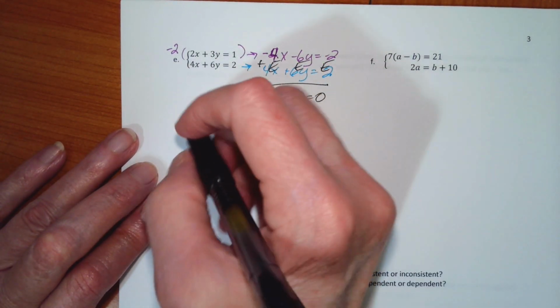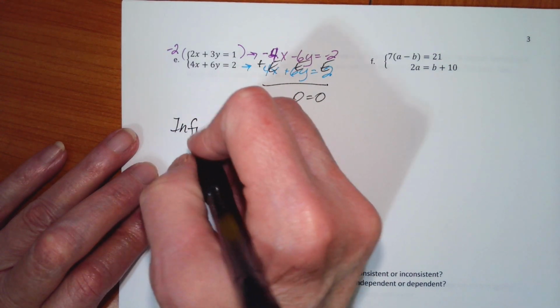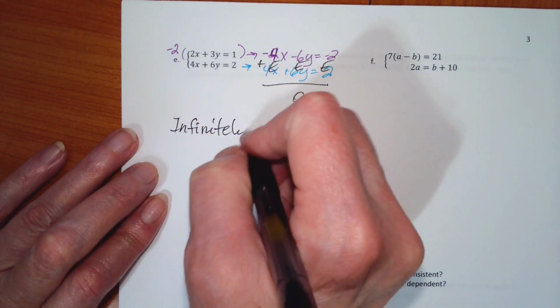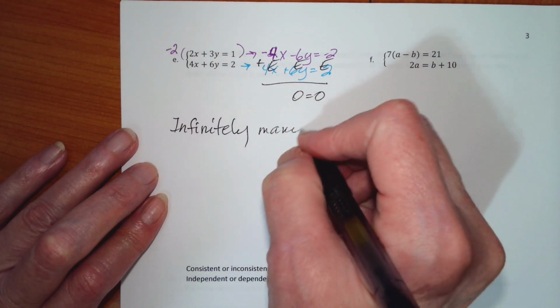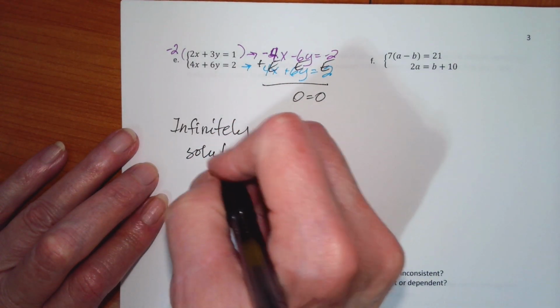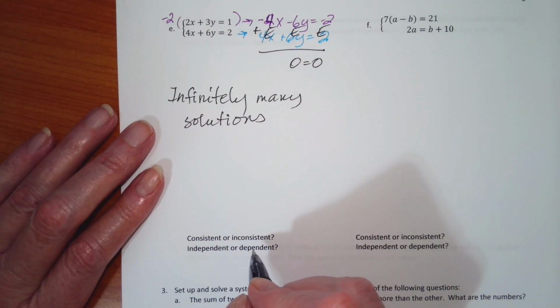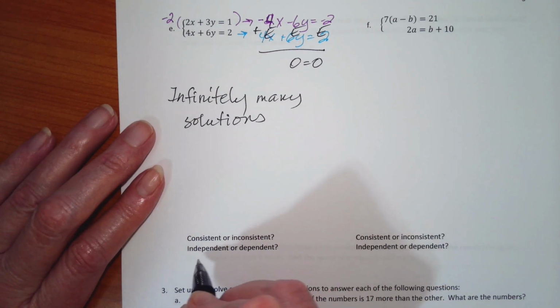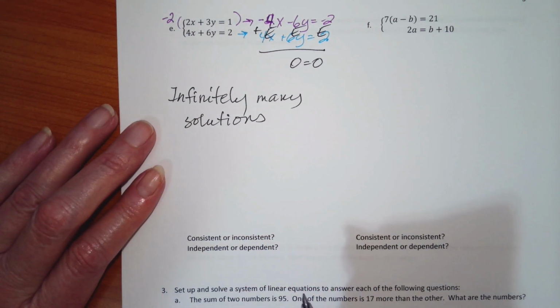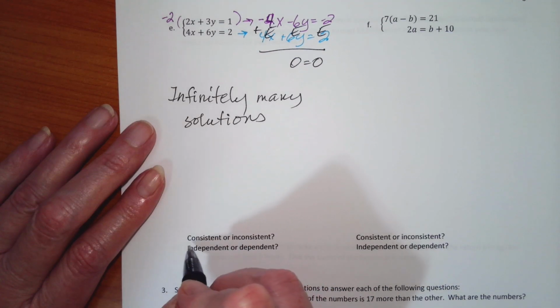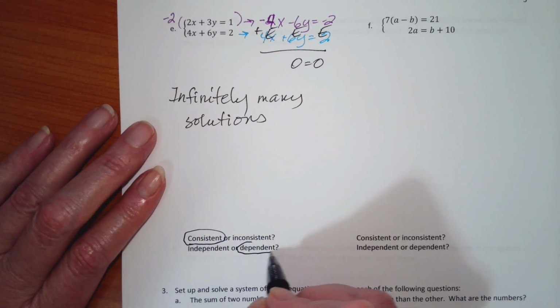This means there are infinitely many solutions. Basically, it means that they are the same line. So since there's a solution, that means they're consistent. They're dependent because they're the same line.